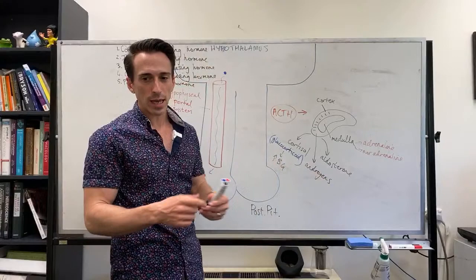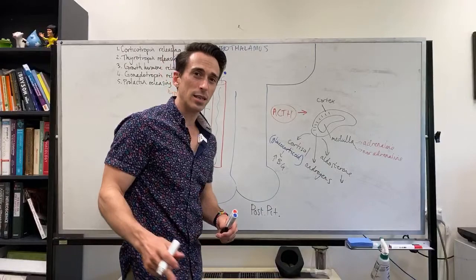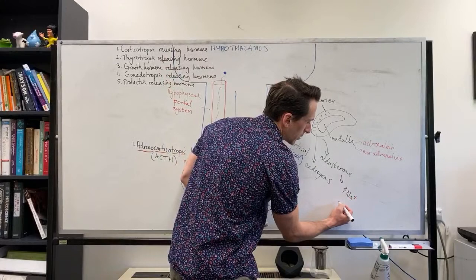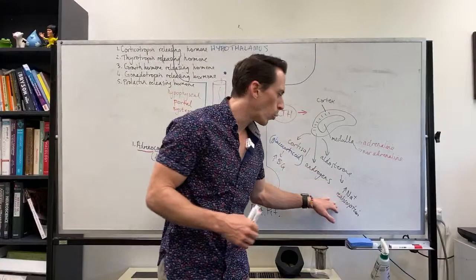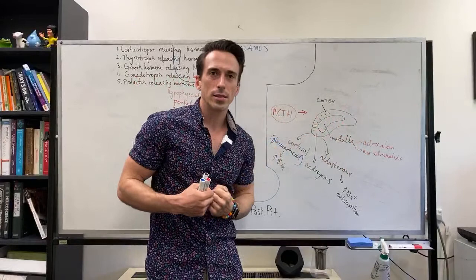Aldosterone travels to the kidneys and tells the kidneys to reabsorb sodium. It increases sodium into the body, what we call reabsorption. All right, I want you to answer this. Why would we want to go to the kidneys and say, don't pee out sodium, bring it back into the body? What's the consequence of that?